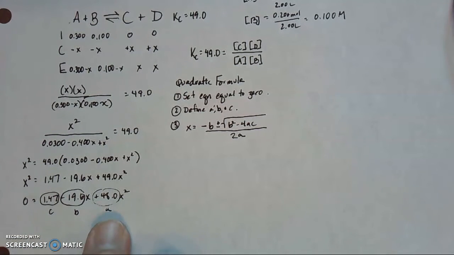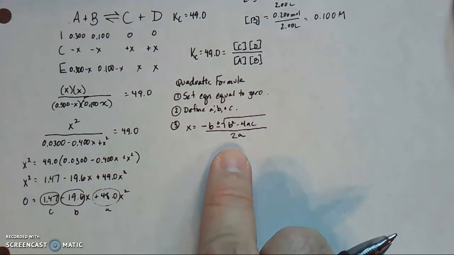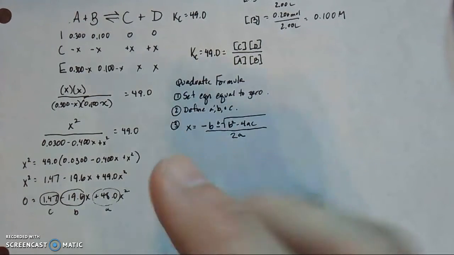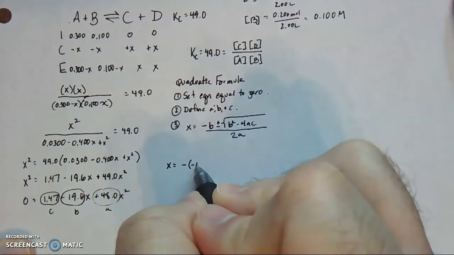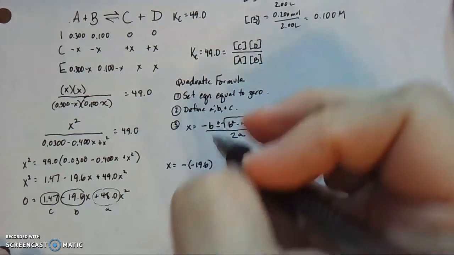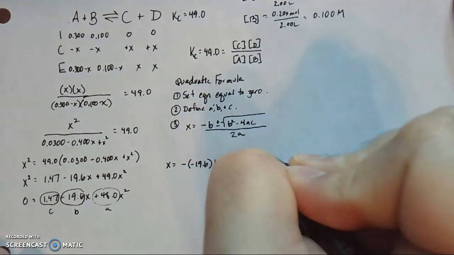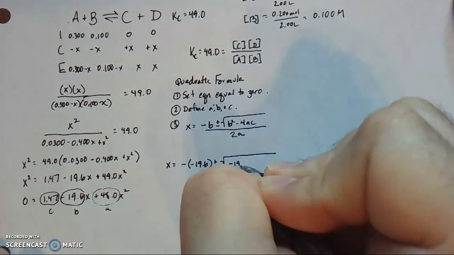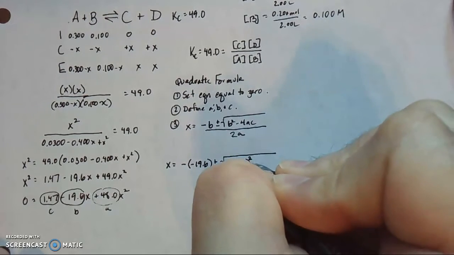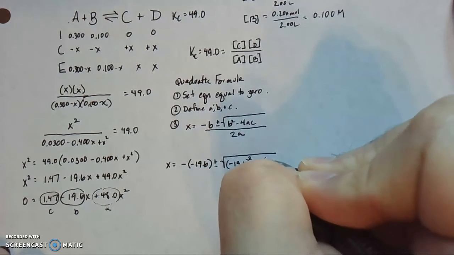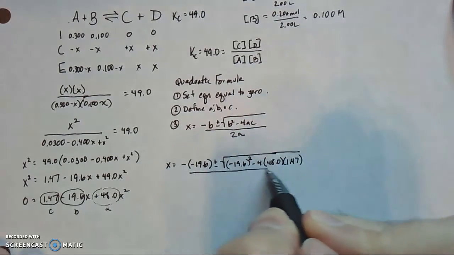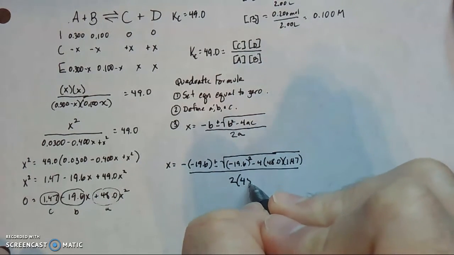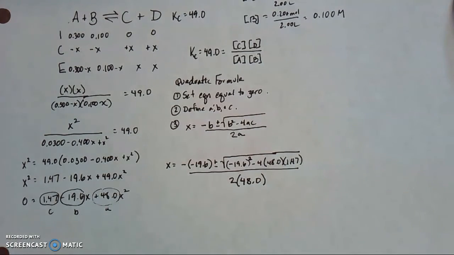So now that we have those values, we can plug that into the quadratic formula. So x is equal to negative b, so negative times negative 19.6, plus or minus the square root of b squared, so negative 19.6 quantity squared, minus 4 times a times c, all over 2 times a. So now we have to solve this mathematically.